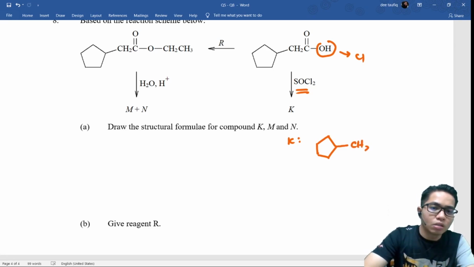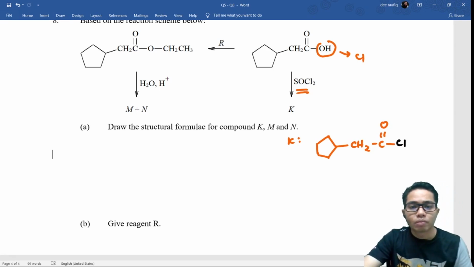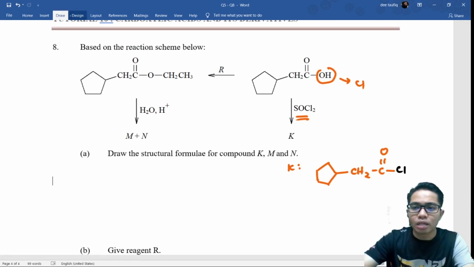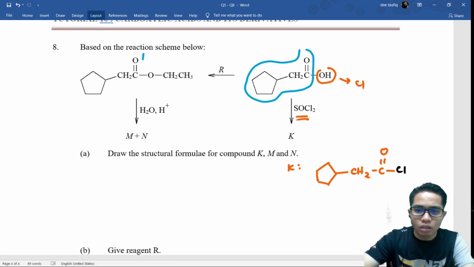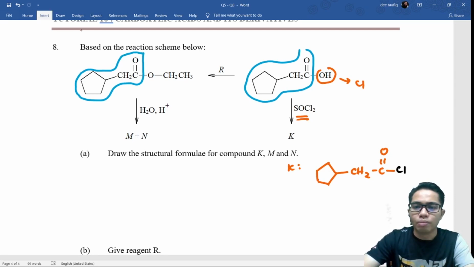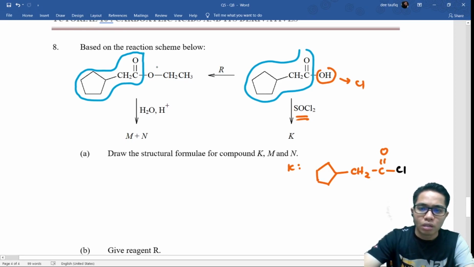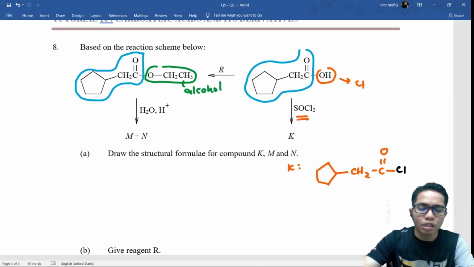Right, then CH2C double bond O, the later part change into Cl. Okay, itu adalah K. And then if you look at the reagent R, kita guna color biru. Okay, this part here is actually this part here. Okay, from carboxylic acid. So meaning this one comes from alcohol. Buka balik soal-soal atas tadi, kita ada dah carboxylic acid tambah alkohol akan dapat ester. So ini adalah ester lah yang depan.